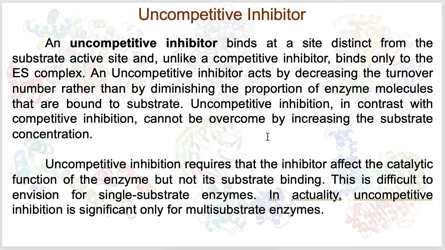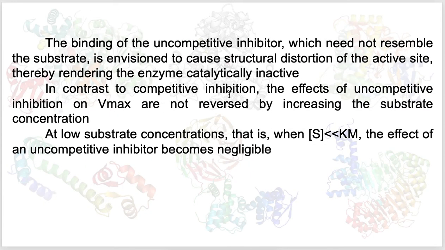Okay, so that means when the uncompetitive inhibitors bind with the enzyme, they bind not in the active site but in a distinct site. When the uncompetitive inhibitor binds with the enzyme, it can cause a structural distortion in the active site of the enzyme, thus interfering with the catalysis. As the active site of the enzyme is disrupted, it cannot catalyze the reaction. This is how the uncompetitive inhibitors work.